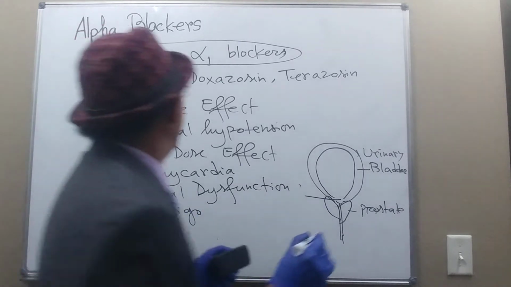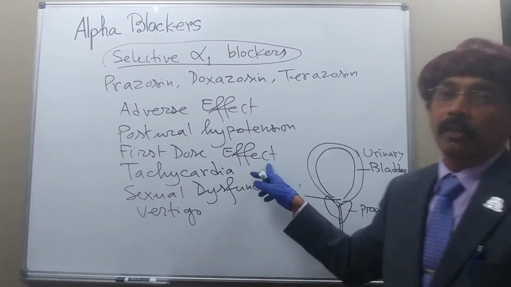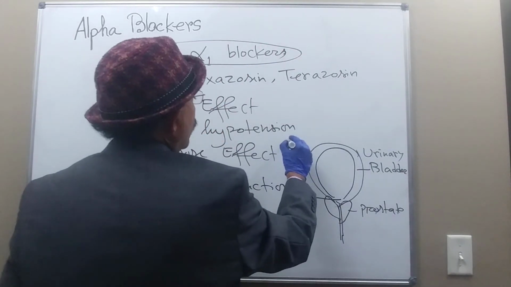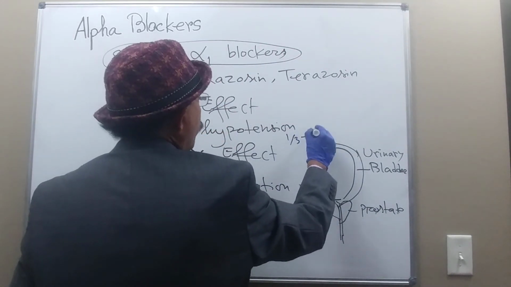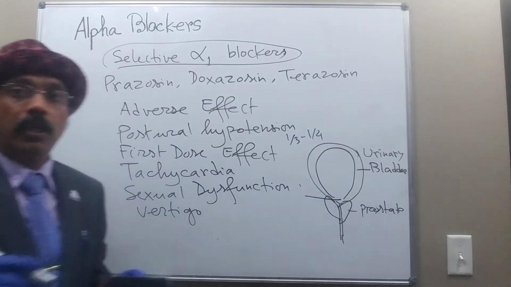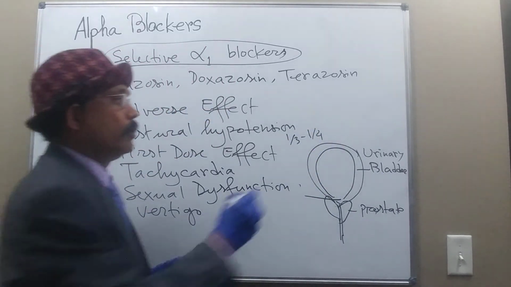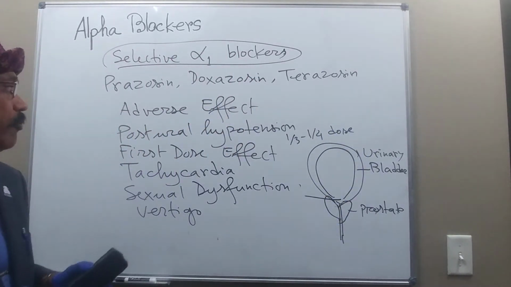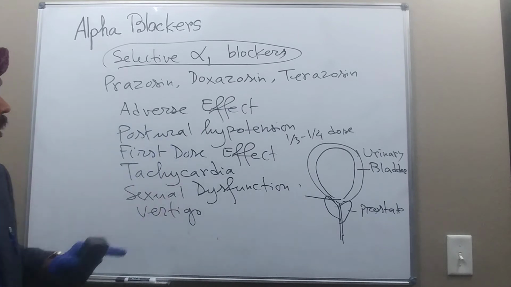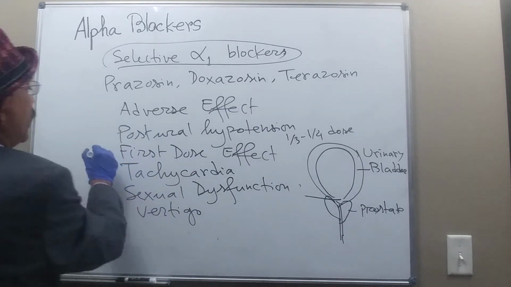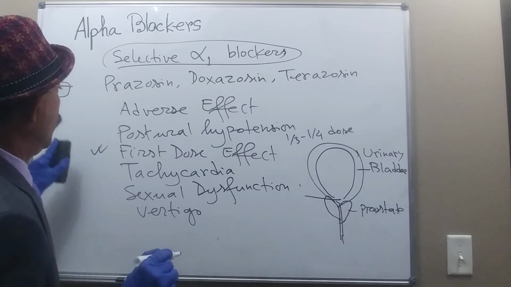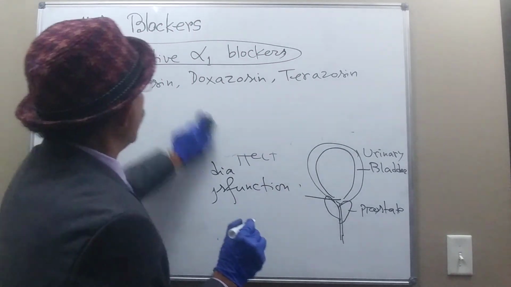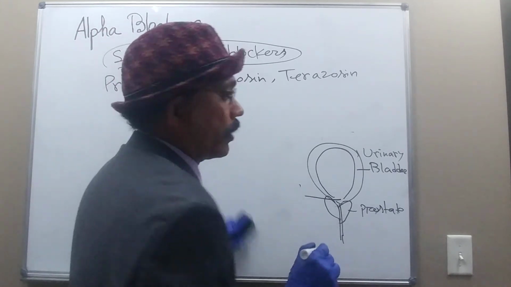How to manage the first dose effect? Patients should get the first dose at around one-third to one-fourth of the usual dose, and patients should take this dose at bedtime so that there should not be any postural hypotension. This way we can manage the first dose effect. We got the adverse effects of the selective alpha-1 blockers.